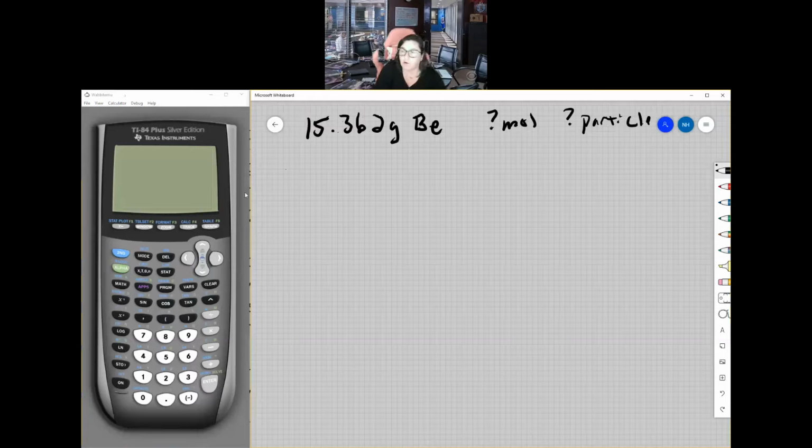I know how to go from grams to moles. In order to do that, I need to take the mass that I have, because I always start with the information that they give me, and then I convert it. And the way that I convert it is by using the molecular weight. Well, Be is element number 4. It is in group 2A, and its mass is 9.01 grams per mole.